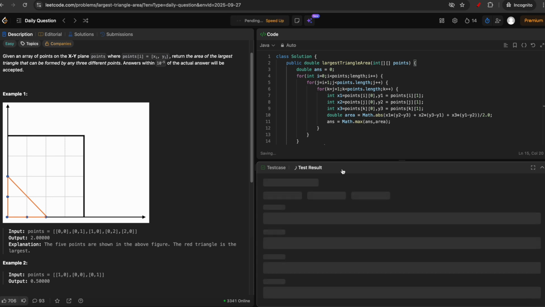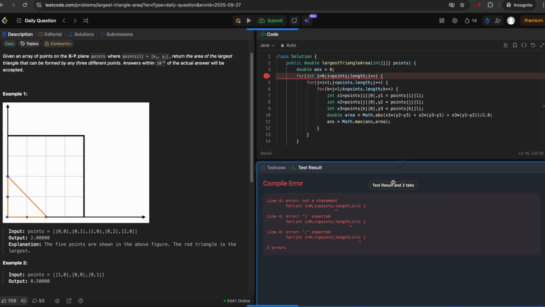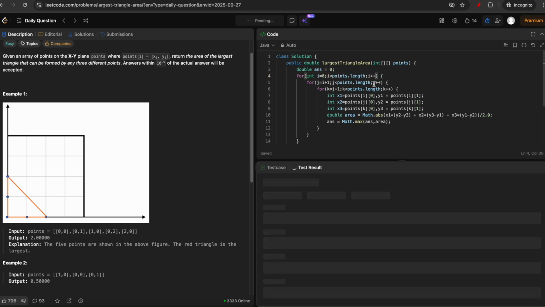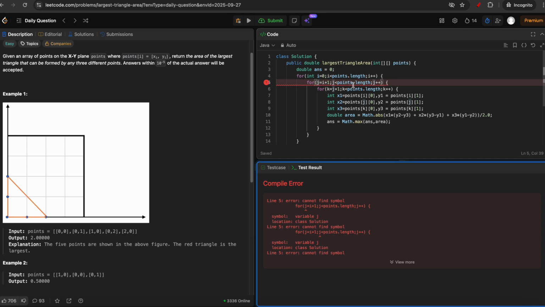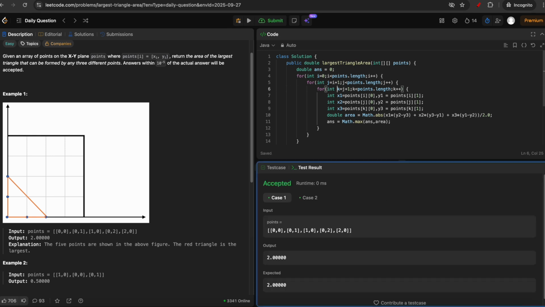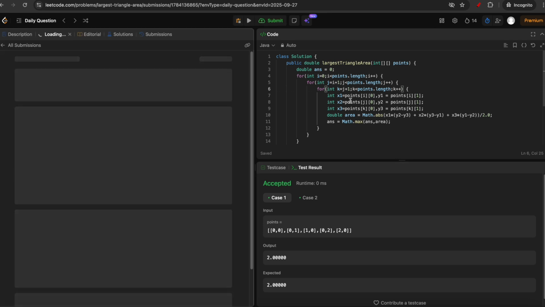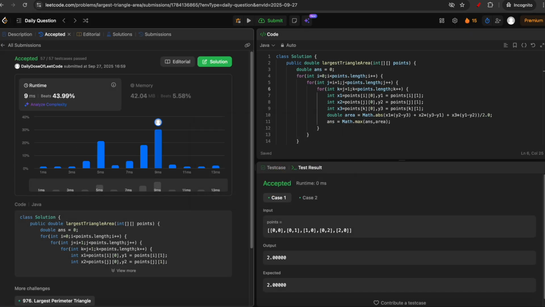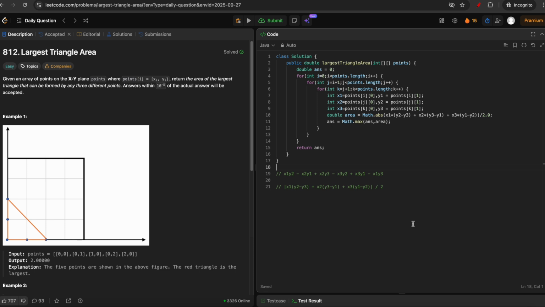So let's see. Okay, I think the same thing for j equal to i plus 1, j less than points.length. Okay, for int j equal to i plus 1, and similarly for k as well. Let me submit. Yeah, and it works.